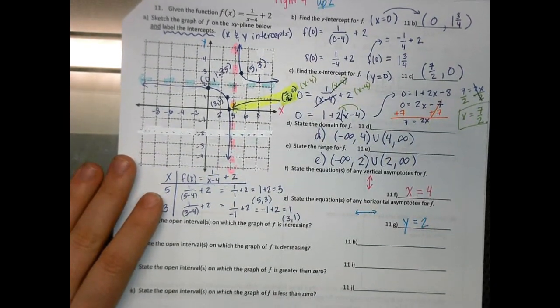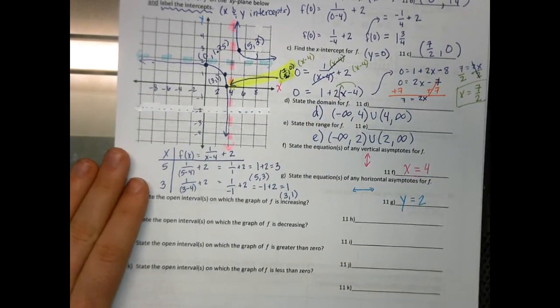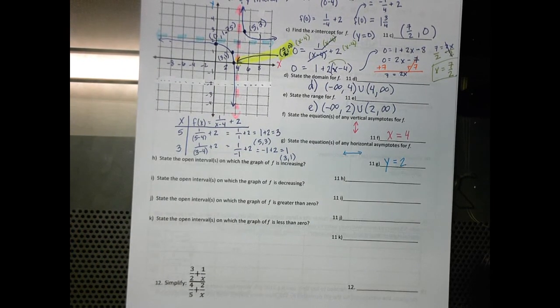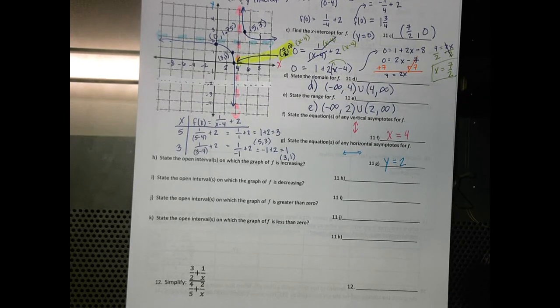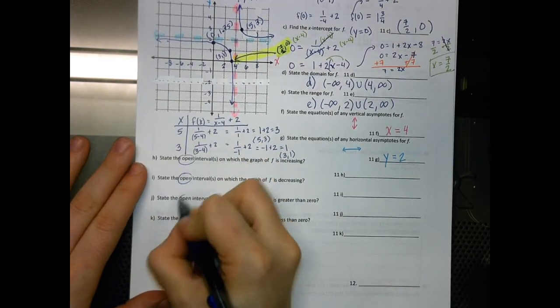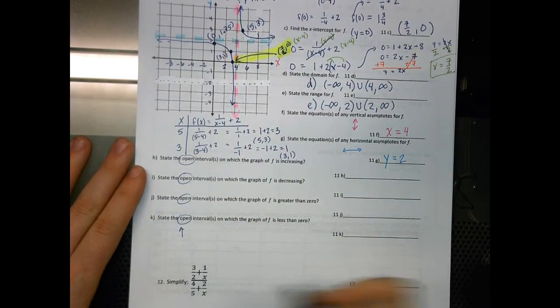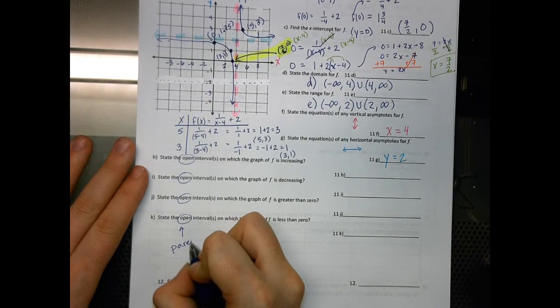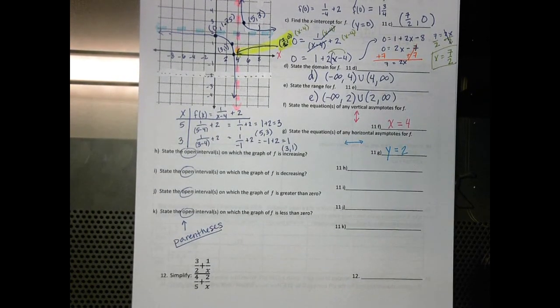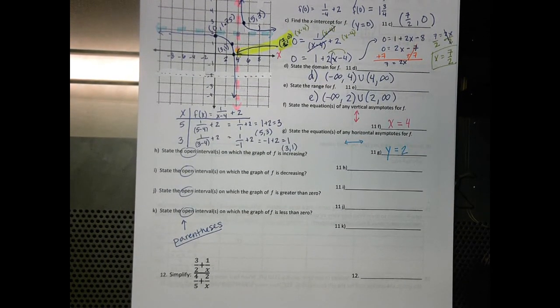All right, we already did f and g. So f is x equals 4. G is y equals 2 for my horizontal and vertical asymptotes. State the open intervals on which the graph of f is increasing. So what does open interval mean? Parentheses only, so you don't have to worry about brackets. State the open interval on which f is increasing.